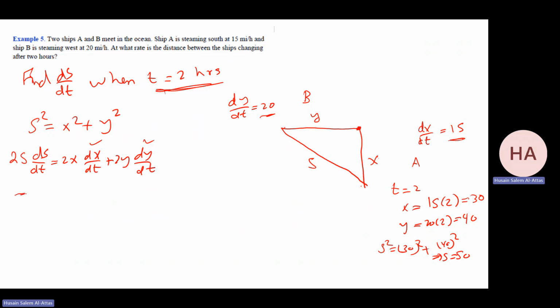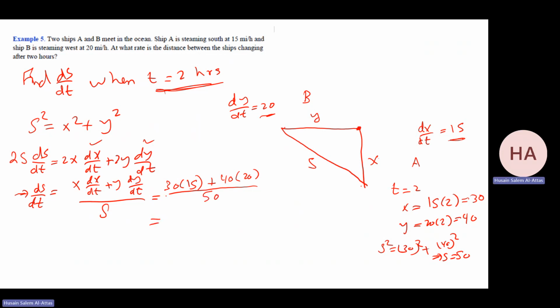Okay, plug the numbers. Now ds by dt will be x dx over dt plus y dy over dt, over s. Do the calculations, you get a nice number. x is 30, dx is 15, and y is 40, and dy is 20, over s, which is 50. That will be 450 plus 800 over 50, that's 1,250 over 50, 125 over 5, and that's 25. That's it.